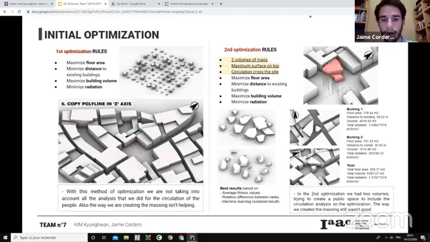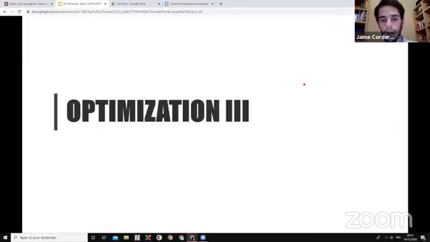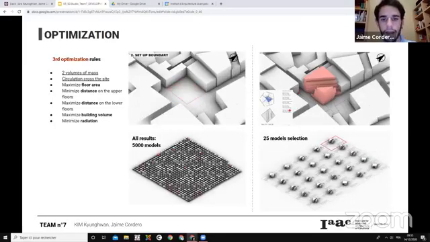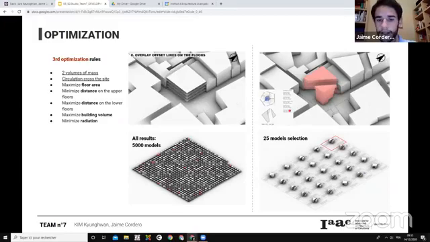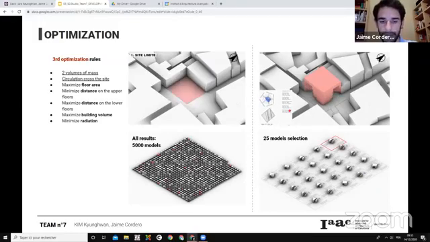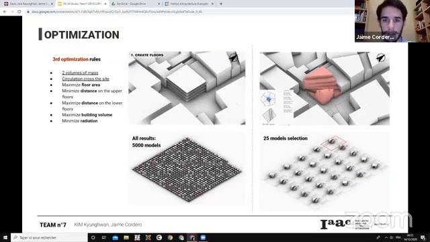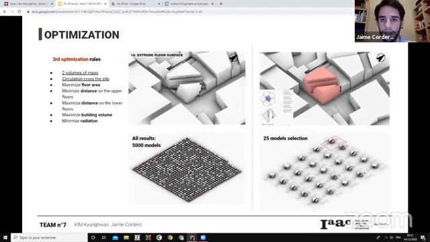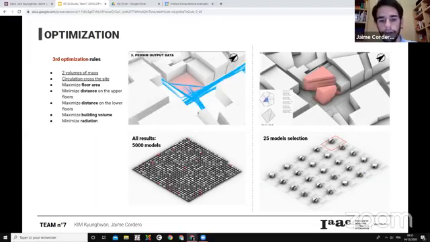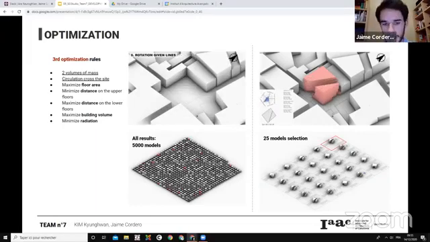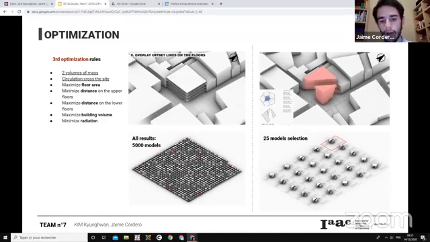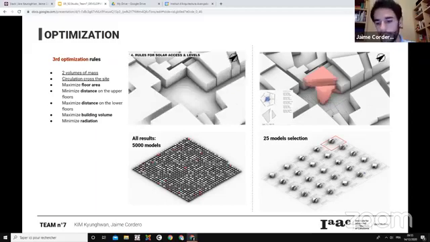However, these methods weren't very controllable. So we went for a third optimization process. In this one, we started with the circulation analysis as the basis, which is rotated and offset to create a space in between the two masses in all the 5 floors that we have. So in this optimization process, we had to include the rule of maximizing the area of the lower public space between the two buildings.